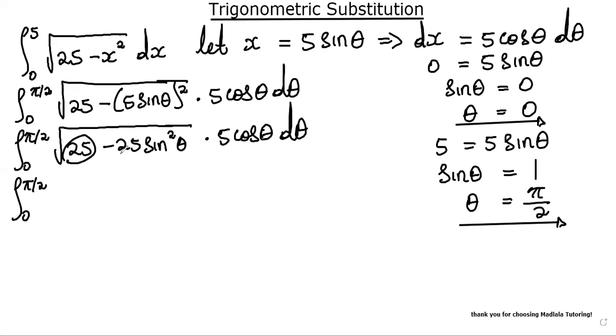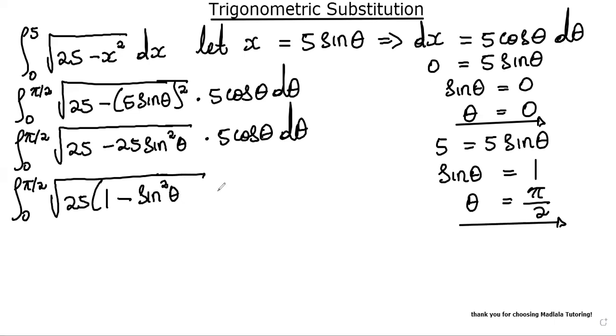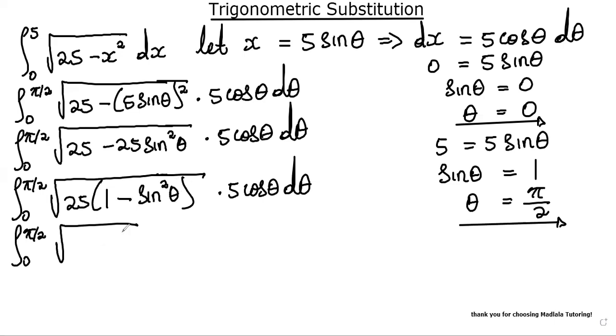And then from this point, we can see that inside the square root, we have a common factor, which is 25. And if we take it out, from the first term, we are left with 1. From the second term, with sine squared theta. And of course, we still have 5 cosine theta d theta there. Then from this point, every time we see 1 minus sine squared theta, we actually see cos squared theta. And this one, of course, we still write exactly as it is. Then the square root of 25 just gives us a solid 5.